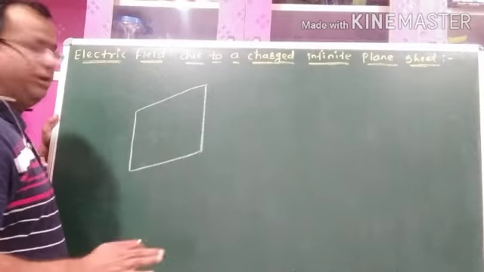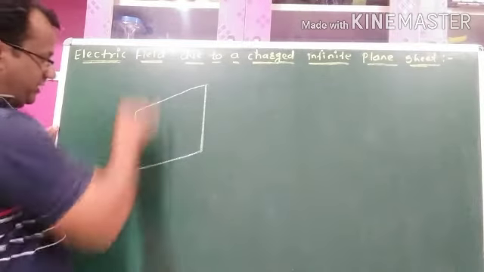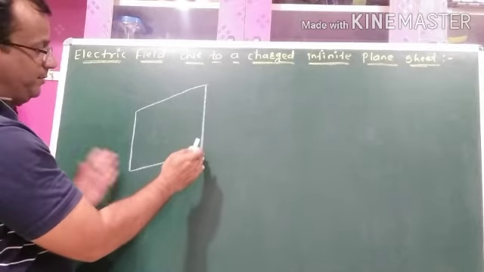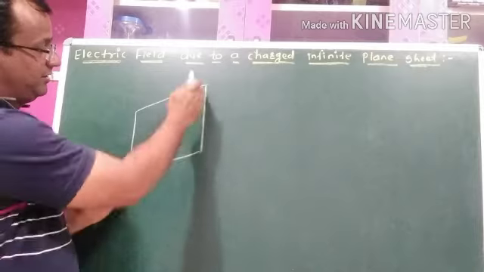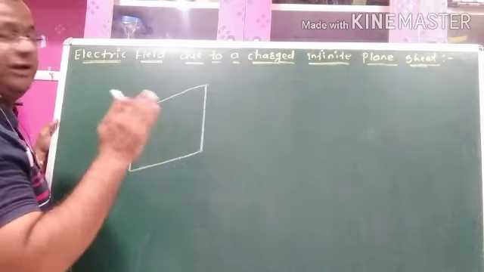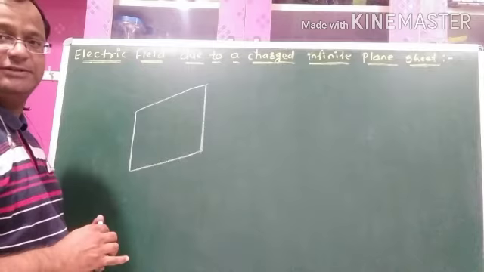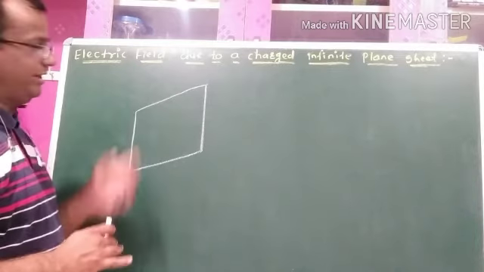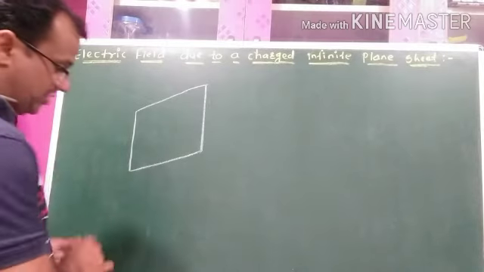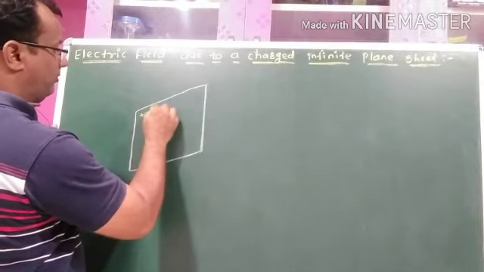First, the meaning of an infinite plane sheet is that the length of this conductor is very high compared to the width of the same plane sheet. That's why it is called an infinite plane sheet. The shape of this sheet is uniform, that is, the shape of this conductor is uniform. So the charge distribution on this sheet is also uniform.